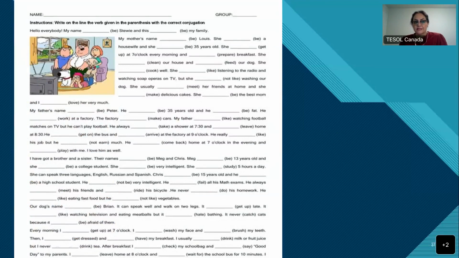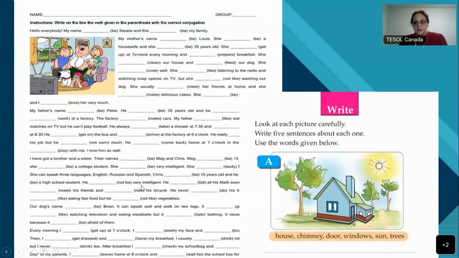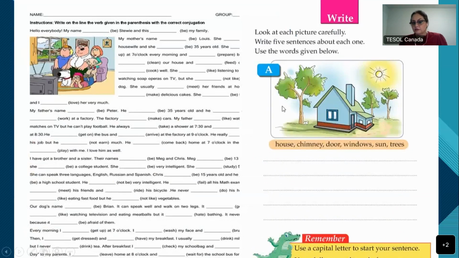So you ask them to read it and write the correct form of the verb, which you can see in parentheses. So they need to understand the context and then fill in the blanks with the correct tense. Even here, this is a kind of mix of creative and guided.